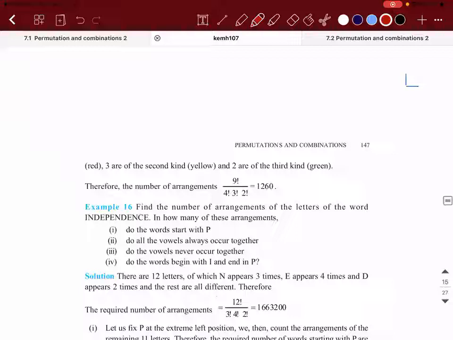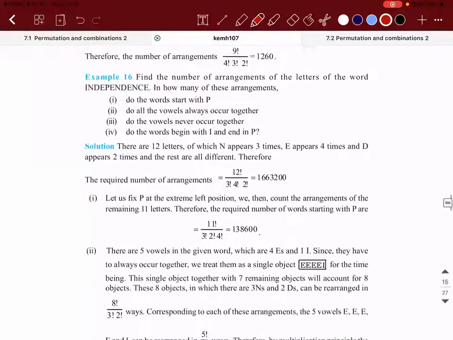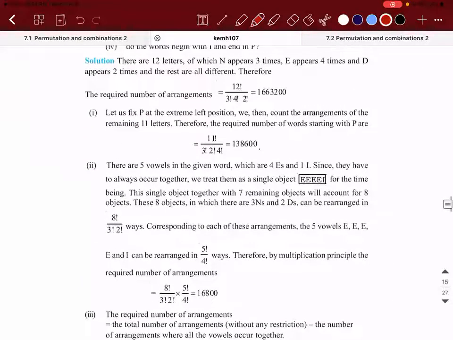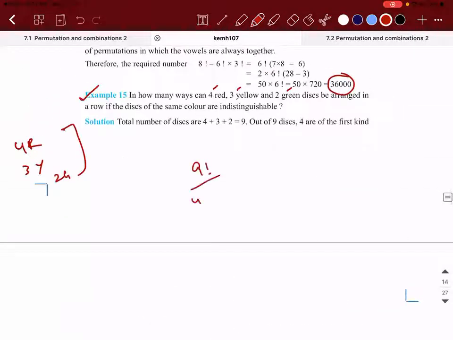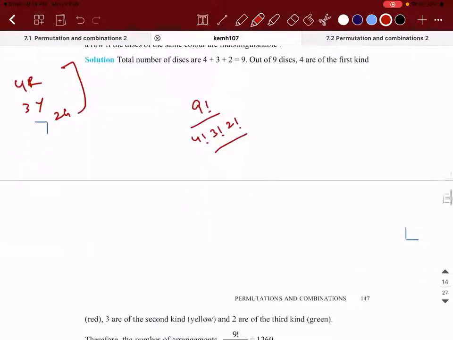So with this independence problem, I think we can stop this exercise. You guys are already doing it good, okay? So it is 9 factorial divided by 4 factorial into 3 factorial into 2 factorial.